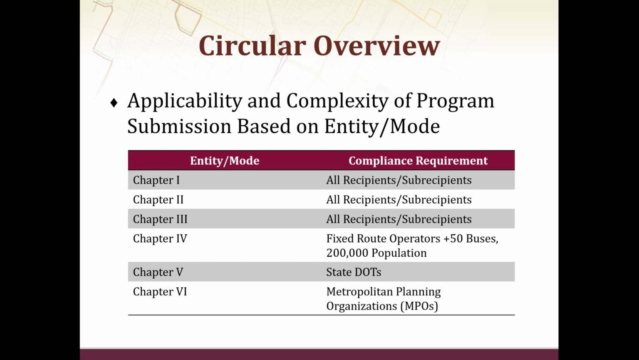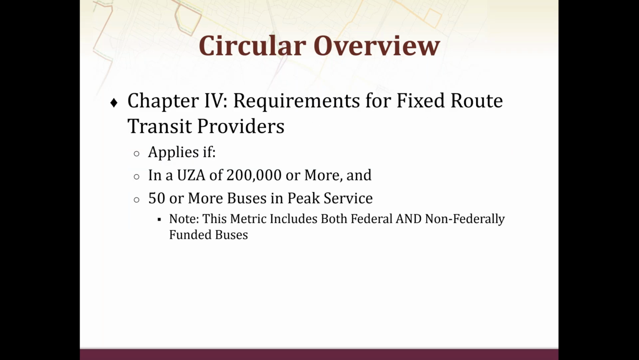We're talking about all the major requirements and guidelines that apply throughout Title VI, regardless of how big an agency you are. Chapter 4, which we'll talk about on the next slide, is for fixed route operators with 50 buses and a population of over 200,000 people. Chapter 5 is specific to state DOTs, and Chapter 6 is for MPOs, Metropolitan Planning Organizations.